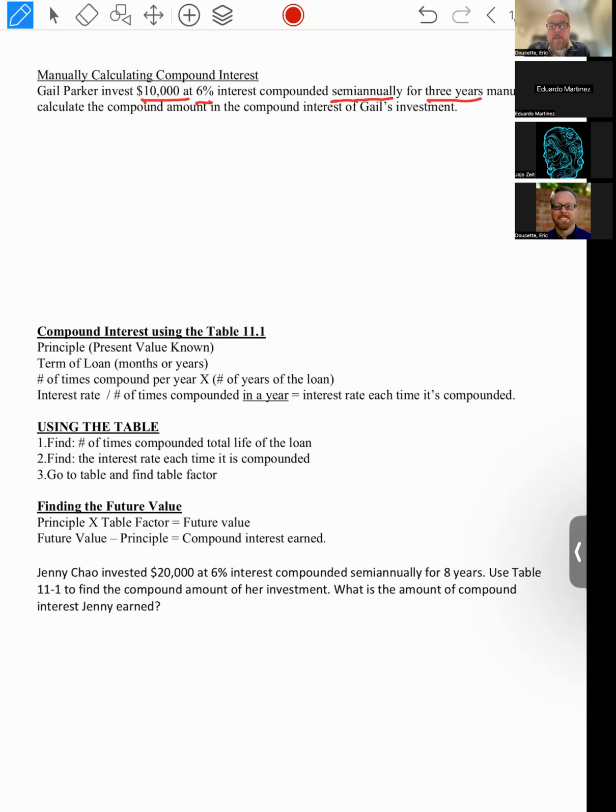If it's compounded semi-annually, how many times a year? Maybe 2 times. 2 times a year. So every 6 months, then she's going to be compounding this interest, right? So if that's the case, I'm going to do this, what we call longhand.